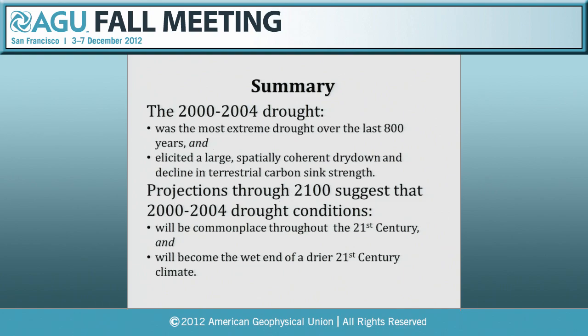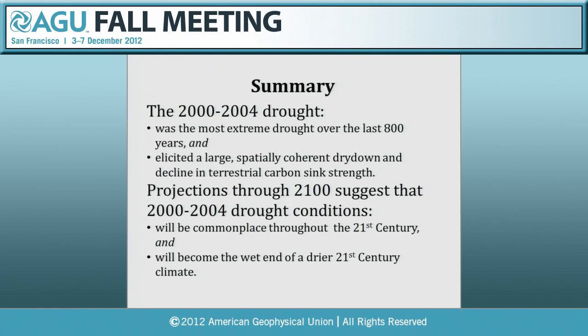So to briefly summarize, I've talked a lot about the 2000 to 2004 turn of the century drought in Western North America. What we've seen here is that this was actually the most extreme drought in the past 800 years, and that it very much elicited a large and spatially coherent drying out or drying down of the terrestrial biosphere, and it also degraded the land sink in the study area by about 50%. Just to put that number into perspective, the actual magnitude here is somewhere on the order of 5 to 10% of U.S. fossil fuel emissions.